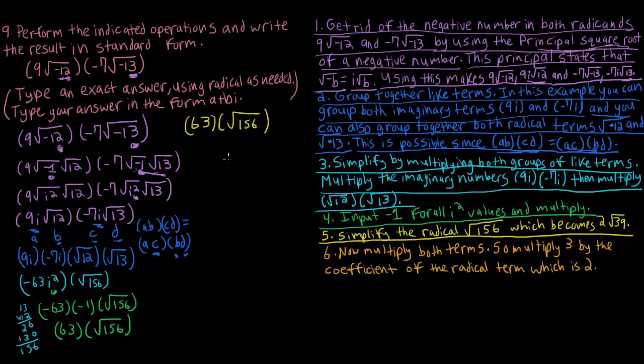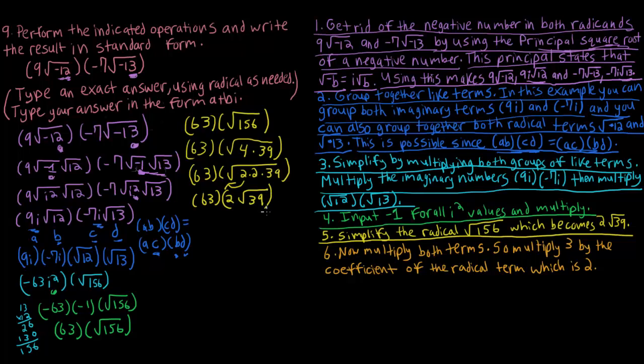4 will also go into 156, so we would have 63, and then it'd be 4 times half of 78 is 39, so 4 times 39, and then you'd have 63 square root of 2 times 39, and then 2 would just move to the left, so 2 times the square root of 39, and that's what we have right here, 2 square root of 39.